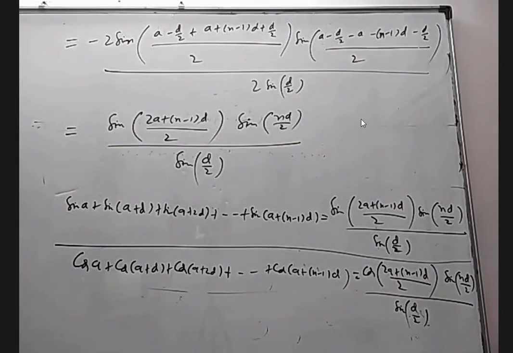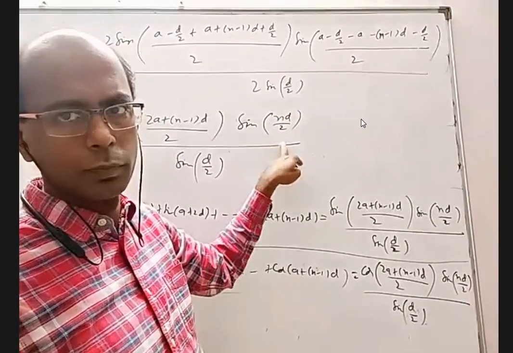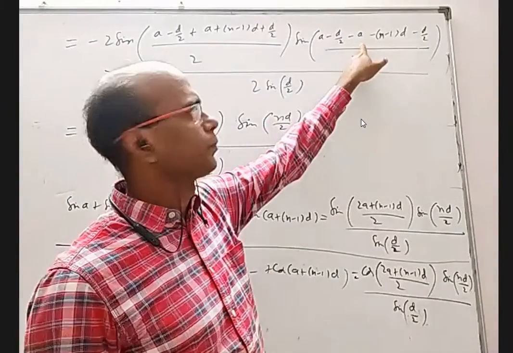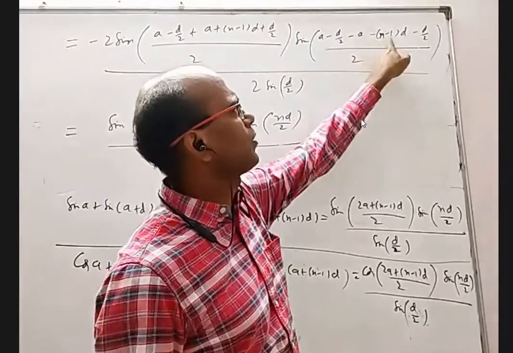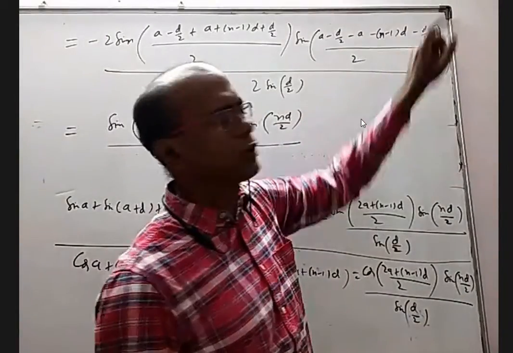Sir, from the first step to the second step, the sin a minus d by 2 second term is there, no, sir? Yeah, that is only this. That one I didn't understand. Here a and here minus a will cancel. Here minus of minus d is plus d. That d, this minus d by 2, this minus d by 2 will cancel.